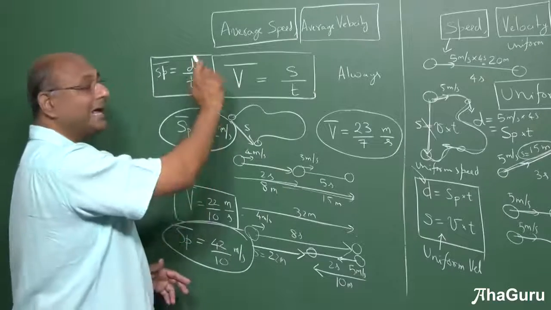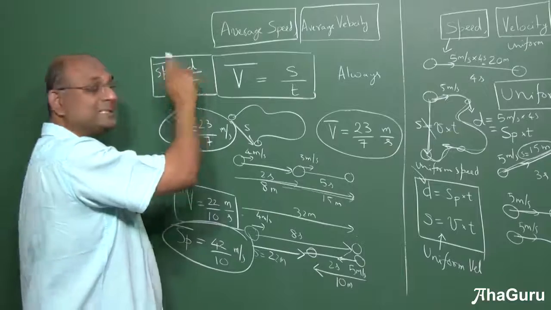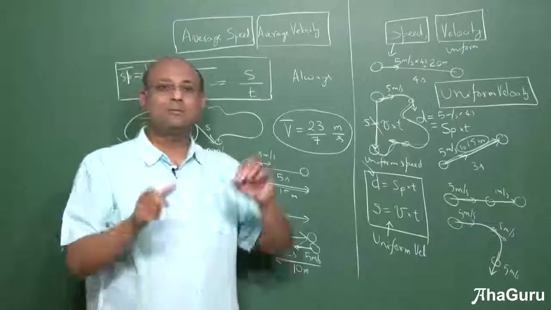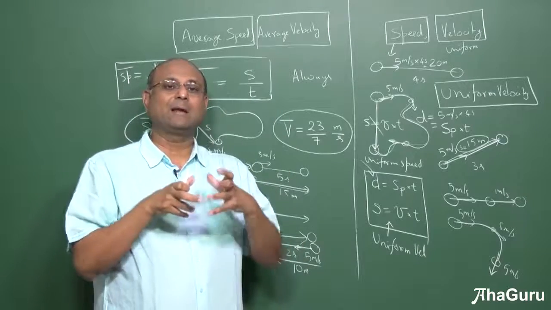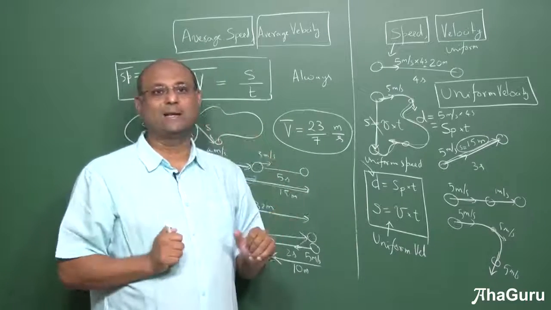So what is the difference? Average velocity is the total displacement by the total time. Average speed is the total distance by the total time. So we need to be able to calculate quantities where we can find average speed and average velocity. We'll just do a couple of questions so you'll get an idea.